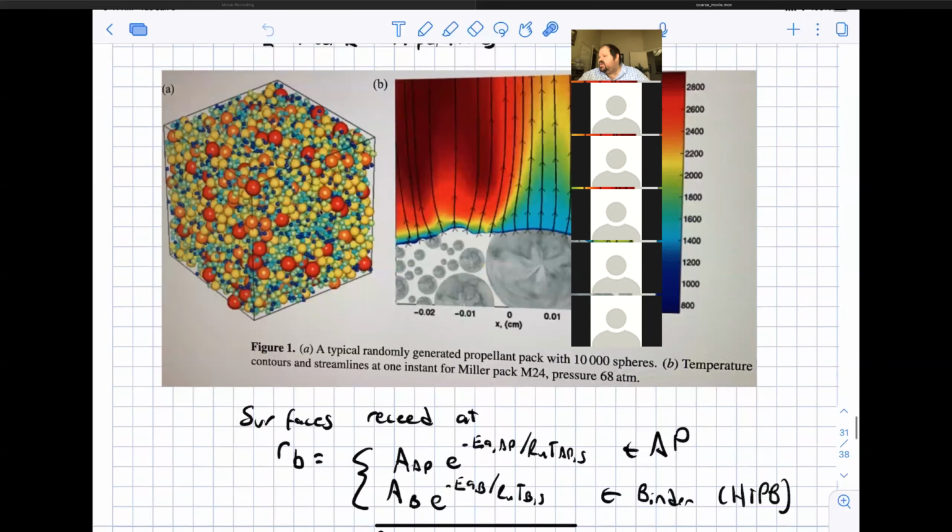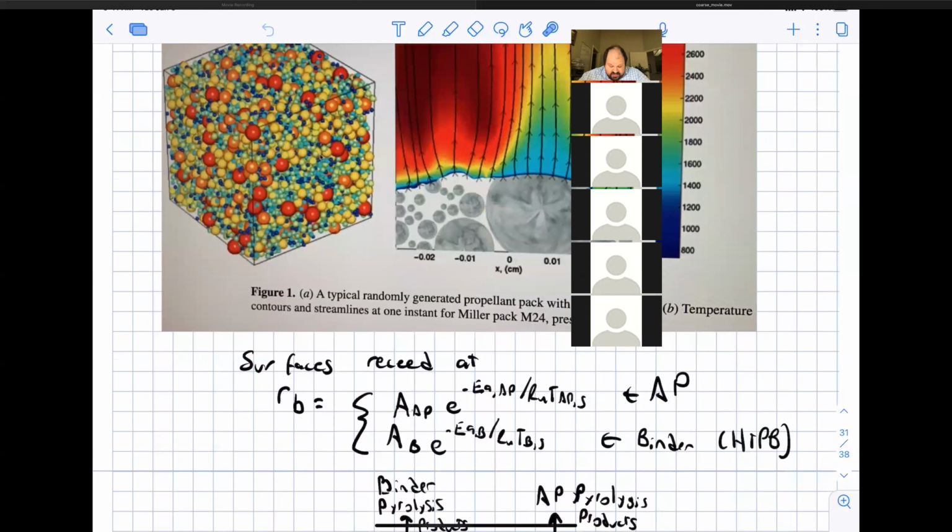And so how Tom did this was he assumes a regression model. It's based off of a Zenin pyrolysis type model, where the regression rates of the AP and the binder follow their own different Zenin pyrolysis laws.